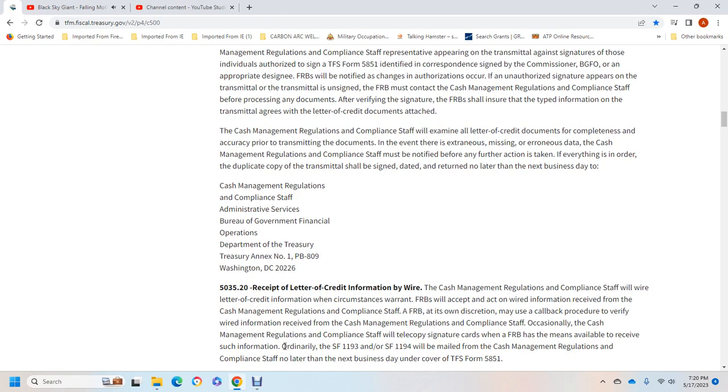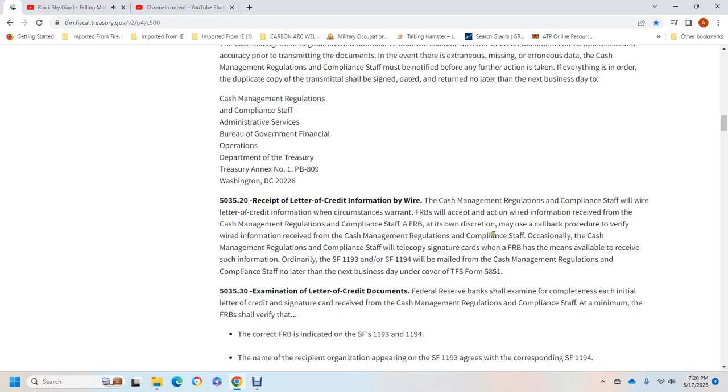503520, recipient of letter of credit information by wire. Cash management regulation compliance staff will wire letter of credit information as circumstances warrant. Federal Reserve Banks will accept the wired information received from the cash management regulation compliance staff. The Federal Reserve Bank, at its own discretion, may use the callback procedure to verify the wired information received from the cash management regulation compliance staff.